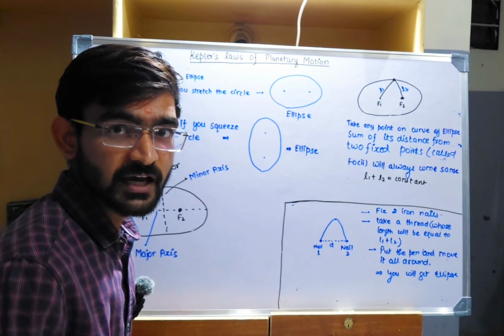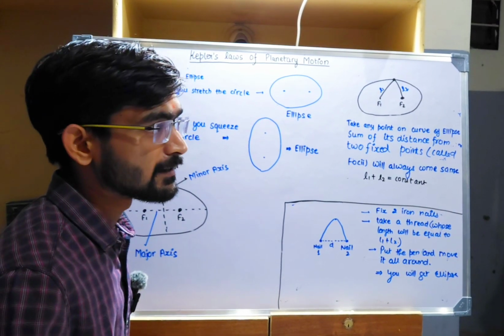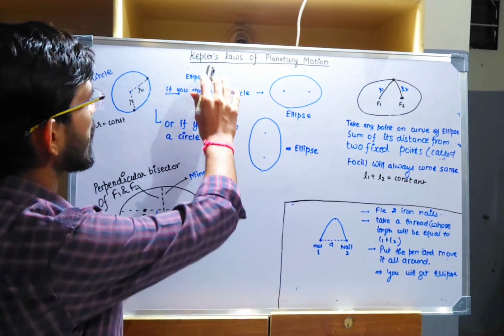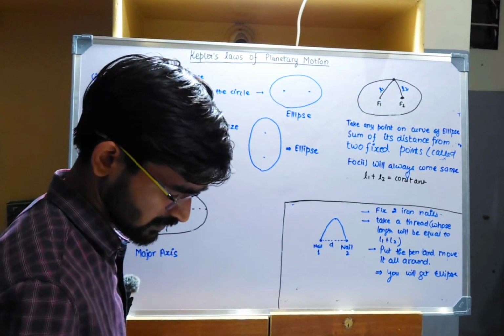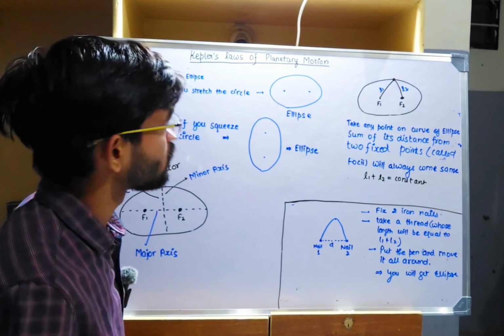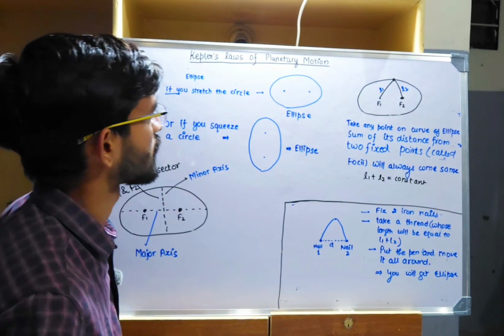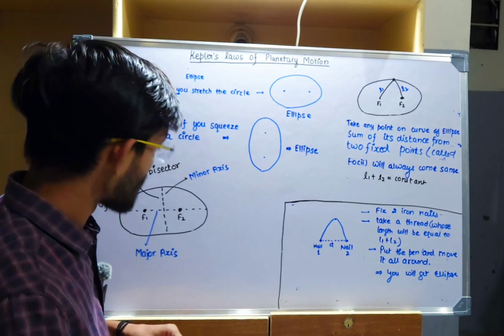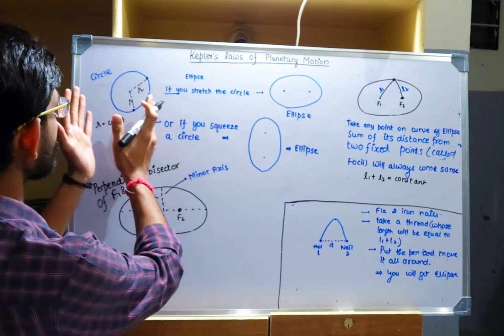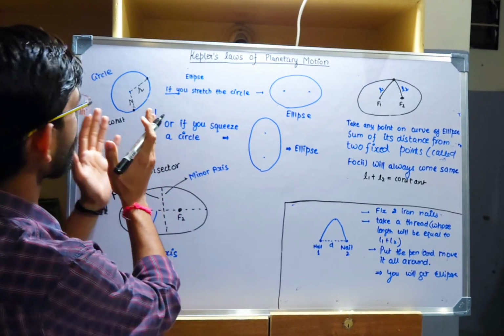Everyone, welcome to our second lecture on gravitation. And in this lecture, we will discuss Kepler's laws of planetary motion. And before coming to Kepler's laws, we have to understand what is an ellipse. So, an ellipse is basically a stretched or skewed form of a circle.